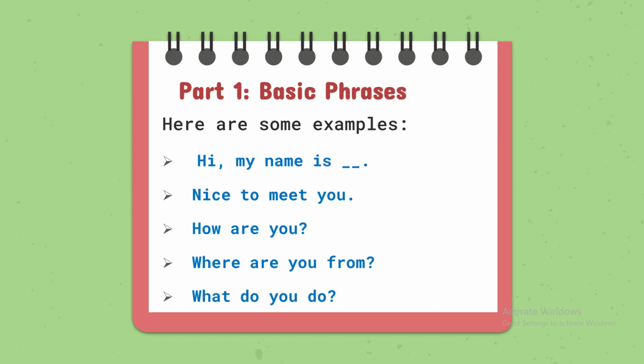I'm from New York. In this sentence, I'm responding to the question, where are you from? Or I'm responding to the question about someone's origin. What do you do? In this sentence, I'm asking about the other person's occupation or job. I'm a doctor or I work as an engineer. In this sentence, I am responding to the question, what do you do?